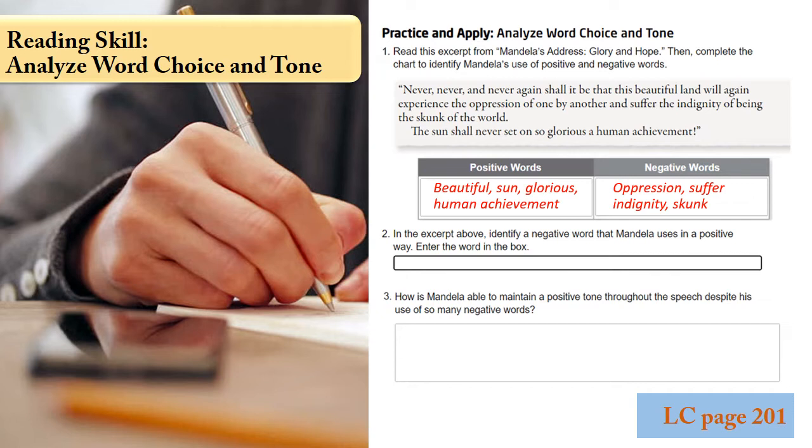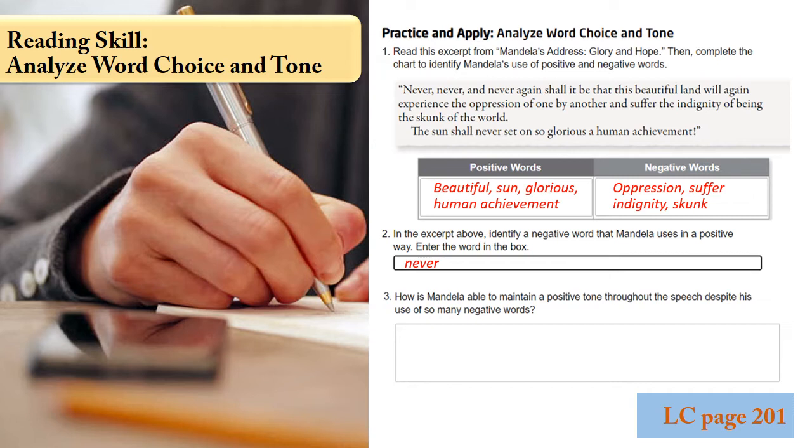Now, knowing that we have this excerpt and we see the difference between the positive and the negative words that he used, let's try to identify a negative word that Mandela uses in a positive way. That's right, it's "never." So as you notice, in the beginning, it's a negative word based on its denotation, but it was used positively to show that it will never happen again.